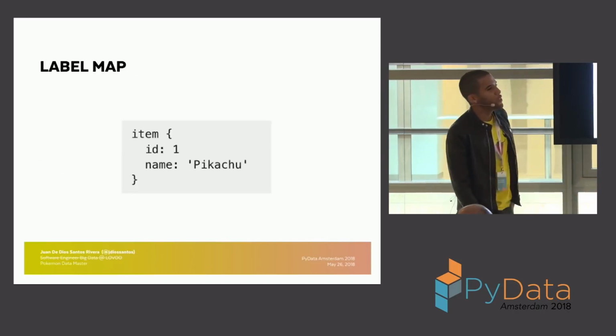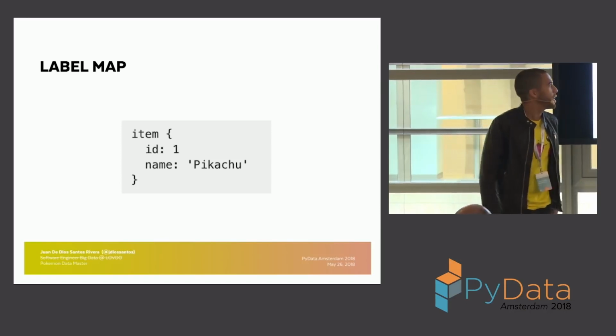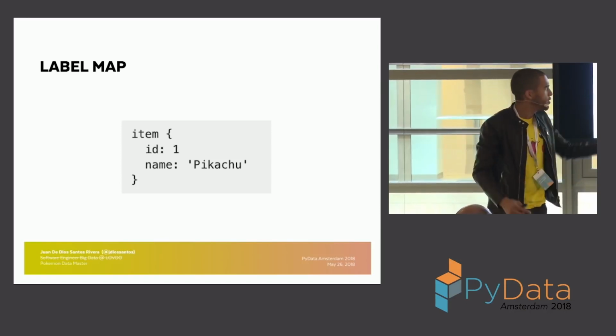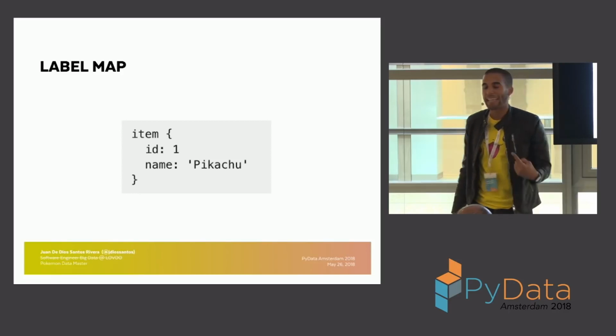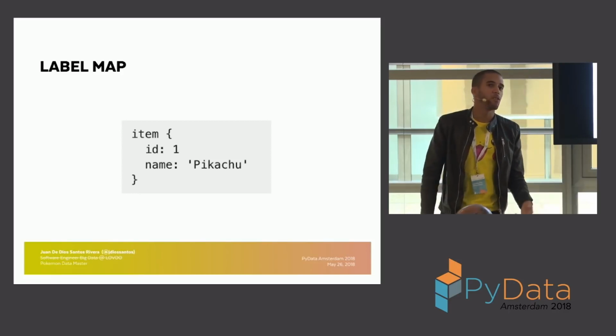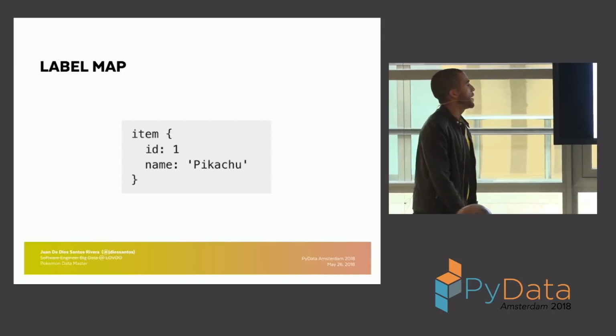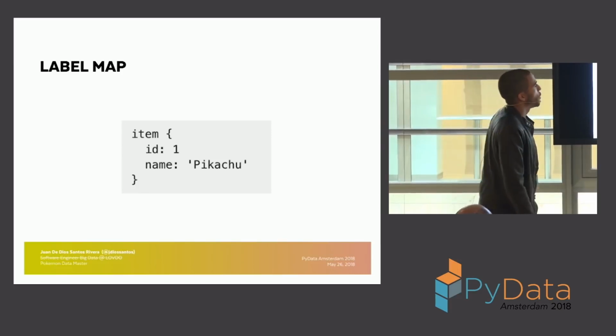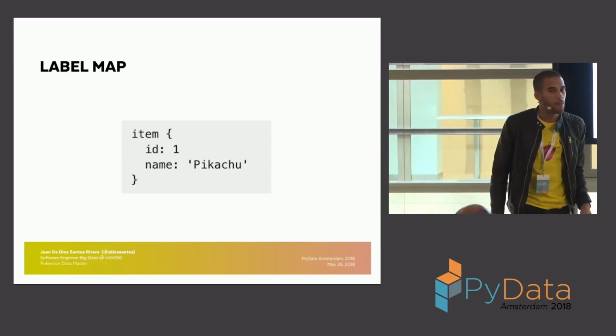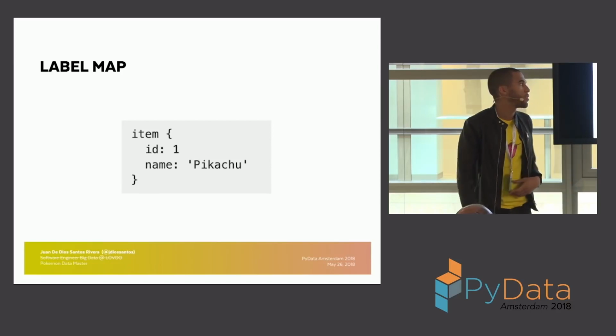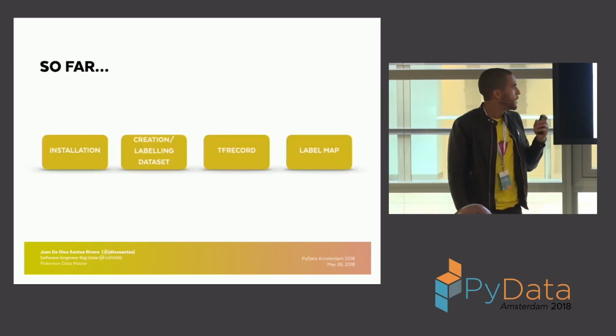Then there's something else that we need, and this is called the label map. And the label map is simply one really tiny file that contains the ID of your item and the name of your object. In this case, my ID is number 1 and my object is Pikachu. Please keep in mind, do not use ID 0 because that number is reserved.